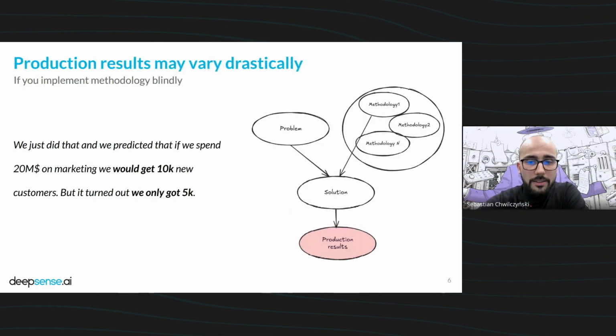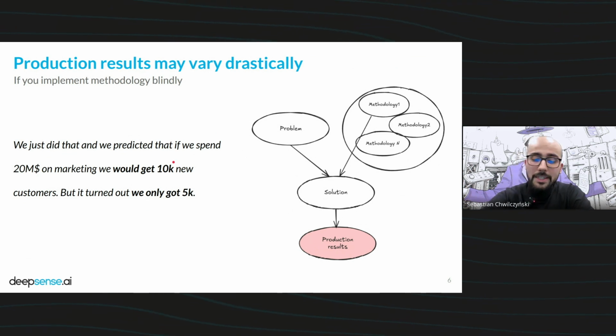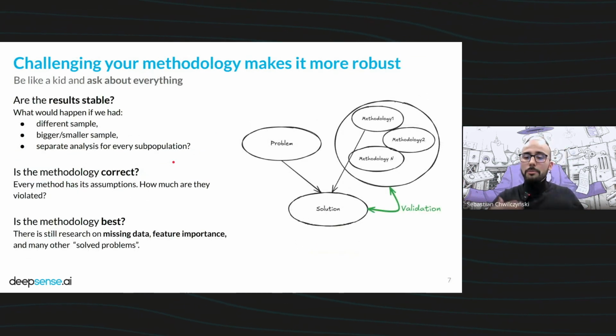And when we implement this methodology on the problem, we get a solution. And what happens next? We put it in production, and the results may vary drastically from what we predicted. As an example, we predicted that if we spend 20 million on marketing, we would get 10K new customers, but it turned out we only got 5K. So this is a pretty bad result. And this talk will be all about how to prevent this. Basically, it will be all about challenging the methodology you choose.